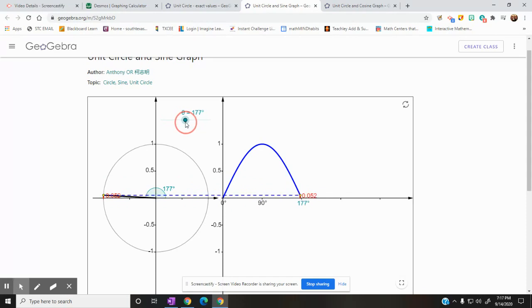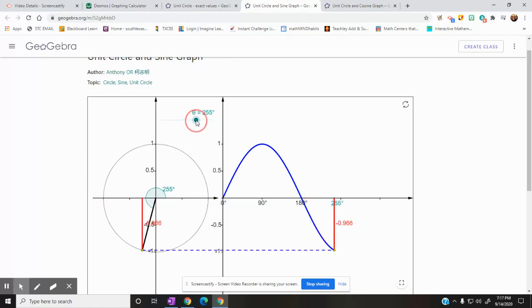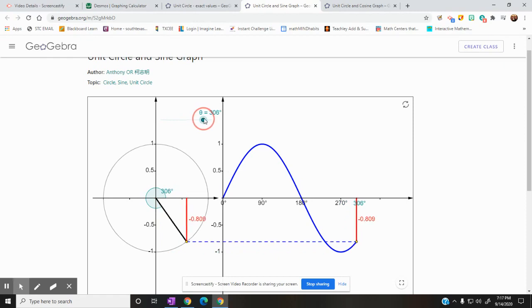Well, it zeroes out again. It hits the 0, right? And we can continue all the way down. And at 270, it's -1. And that's also key. Okay. And we go all the way to 360, and it zeroes out again. All right, so this is key, guys.